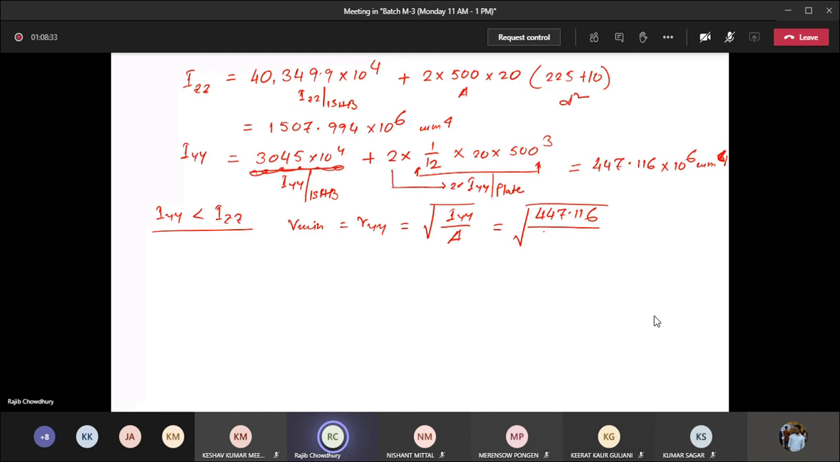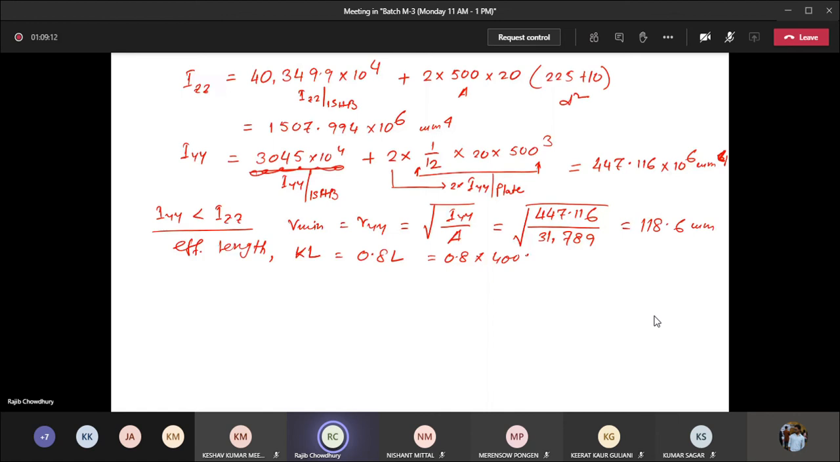So the effective length KL becomes 0.8 times L. So it becomes 0.8 times 4000, and it's 4 meter, so 3200 millimeter. So KL by r is 32. Now the analysis starts. Initial few steps were the design, then analysis starts. Okay, so it becomes 26.98. Okay, 26.98.